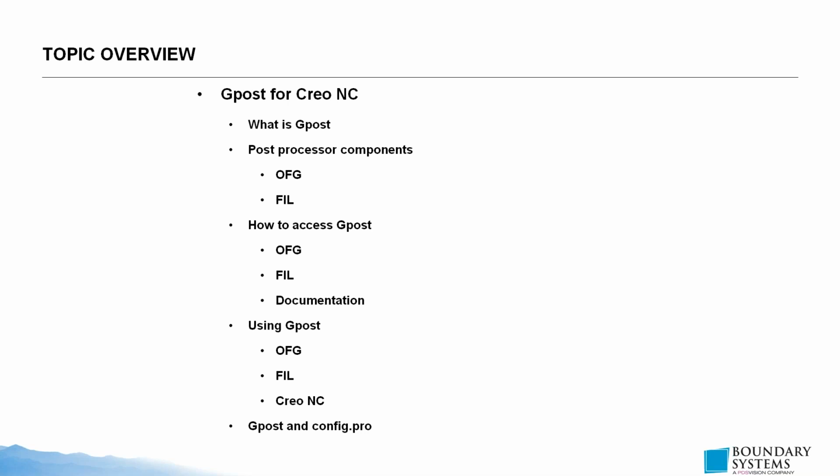We're going to talk about how to access GPost because, unfortunately, in my travels, I encounter a lot of cases where people just aren't even familiar with how to get to the software and open it up and start working with it, if you will. So we'll talk about accessing both the OFG, the option file generator, as well as accessing and potentially working with FIL code that would be associated with a post processor.